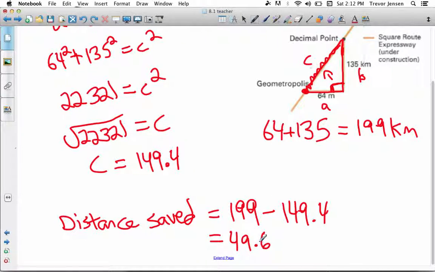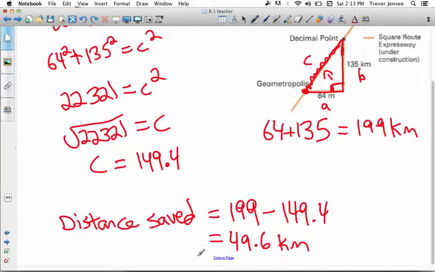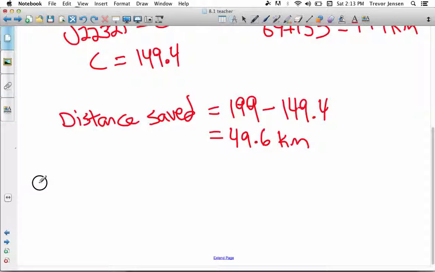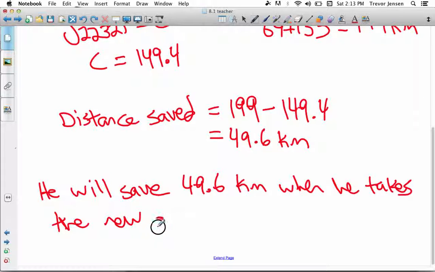So now let's make sure, remember our units were in kilometers here. Now let's make sure we answer the question fully. So how much travel distance will he save? He will save 49.6 kilometers when he takes the new expressway.